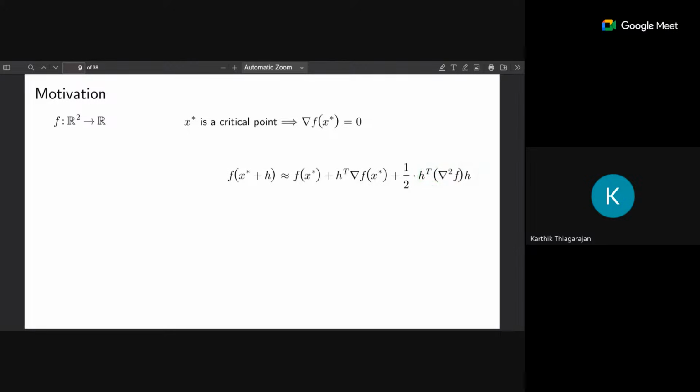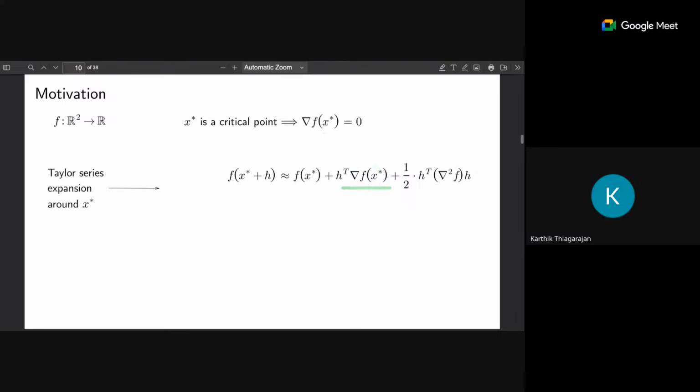That is a quadratic form, right? So that is where the quadratic form actually makes an appearance. So what will happen to this equation? This term will become what? 0. Why will this term become 0? Because it is a critical point, right? So this will become 0.